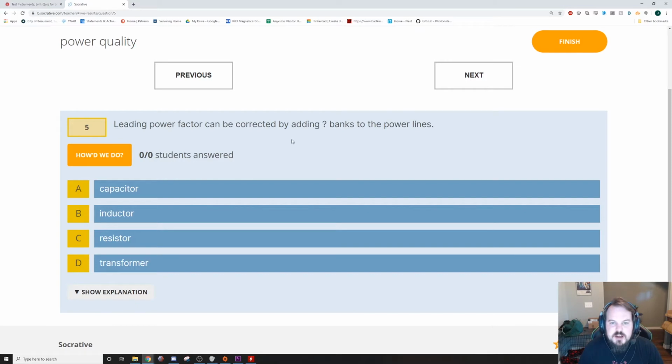A leading power factor can be corrected by adding blank banks to the power lines. We haven't gotten to this in the AC theory. Well, we had started to touch on it. Inductors cause a lagging power factor, and you use capacitors to cancel them out.